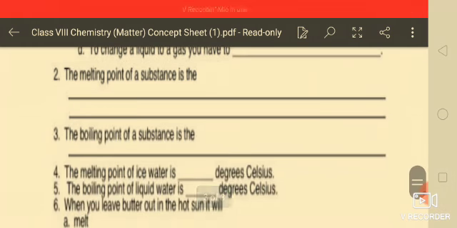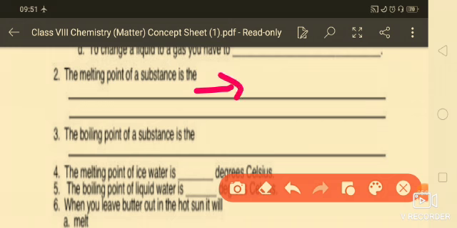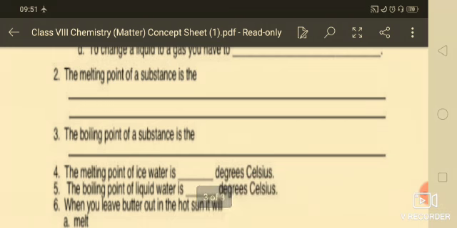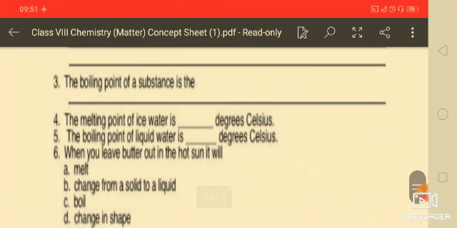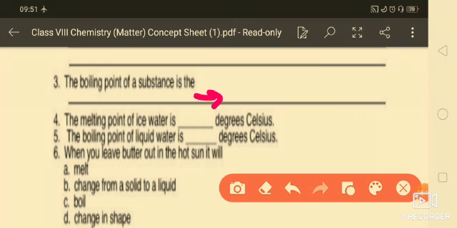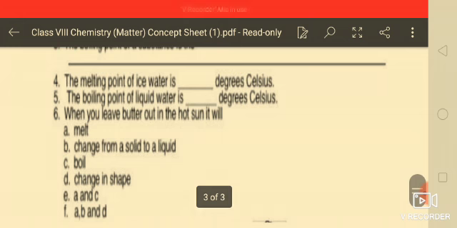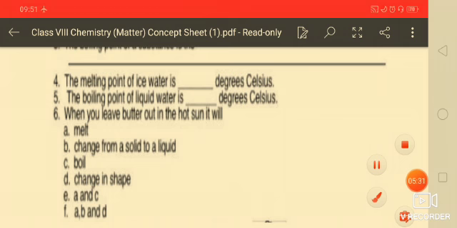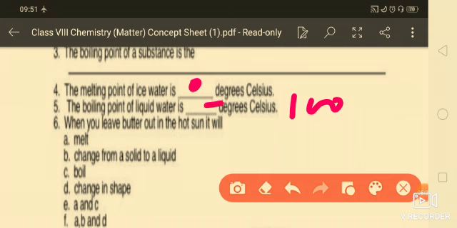Next one is: the melting point of a substance is. That particular temperature at which any substance starts to melt, that solid starts to melt, is called the melting point, like ice, which melts at 0 degrees centigrade. Boiling point means that particular temperature at which any substance starts to boil, like water, which has a boiling point of 100 degrees centigrade, but water's melting point is 0 degrees centigrade. Next one: the melting point of ice water is 0 degrees Celsius and the boiling point is 100 degrees Celsius. Here you will write.